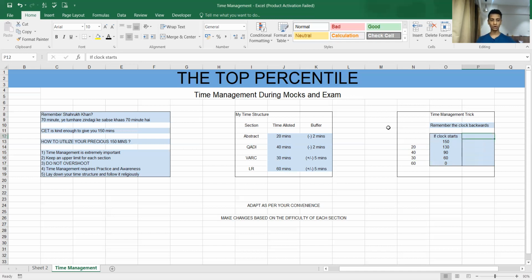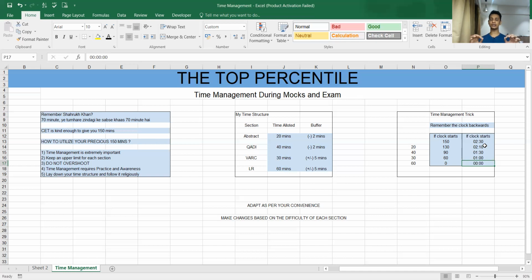But what if the clock starts at 2 hours and 30 minutes? It could depend. If it can start at 150 also, it could start at 2.5 hours also. If that's the case, I'll remember these numbers also. So again, the same logic applies. I'll remember these numbers, and as soon as the timer hits that number, I'll skip that section, I'll move on to the next section, and I'll start solving the other part.